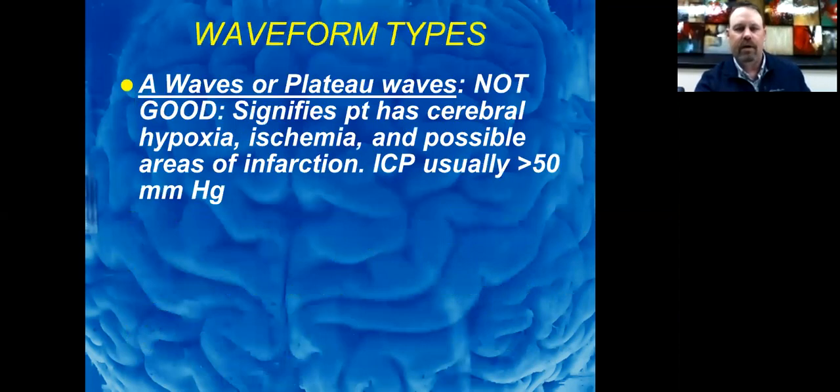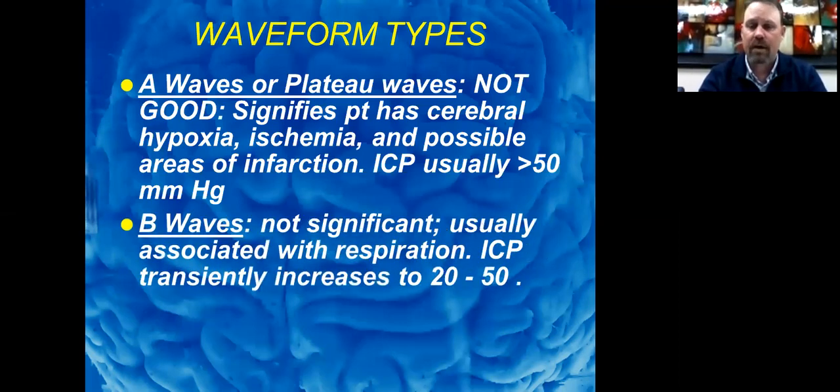Waveform types, A waves, plateau waves, not good. Signifies patient has cerebral hypoxia, ischemia, and possible areas of infarction. ICP is usually greater than 50 millimeters of mercury at this point. Remember, we said that 0 to 10 is about normal. Some will stretch it to 0 to 15, 15 being on the higher end of the scale. Anything greater than 20 is bad. Anything greater than 40 is super bad. So you're getting hypoxia, ischemia, and infarction of the brain at that point.